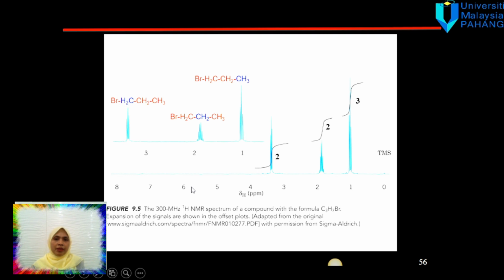The next example, for this structure: which one appears downfield, which one appears more upfield? This one will become more downfield, and this is the signal for CH2, and this is the methylene signal for the next CH2, and the last one will be methyl.